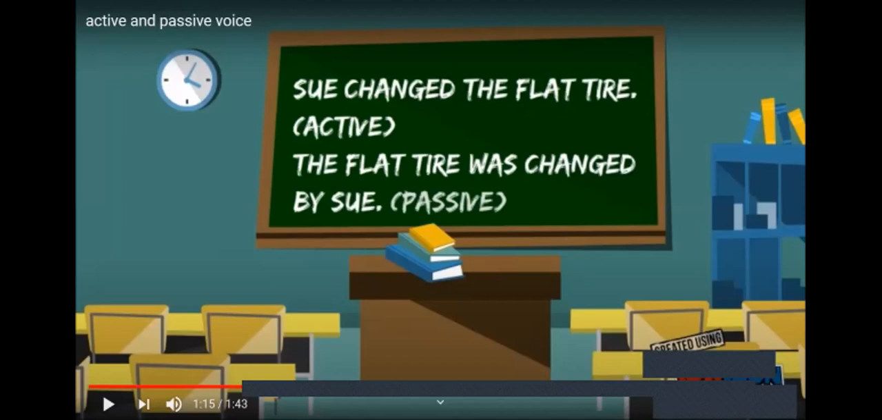Passive. The flat tire was, why was? Why are we going to put the verb to be in past? Because changed is in past. Está en pasado, el verbo, por eso ponemos was. So was changed, past participle también, the flat tire was changed by Sue. Okay, let's go to the next one.